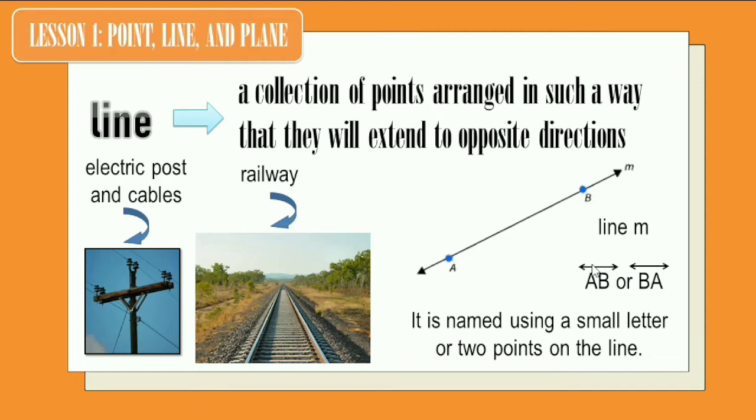So, ito yung symbol na ginagamit pag isusulat natin siya. Meron tayong line with 2 arrowheads. So, line AB or line BA. So, pwede magkabaliktad yung line na yan sa pag-name nila, yung letters A and B.